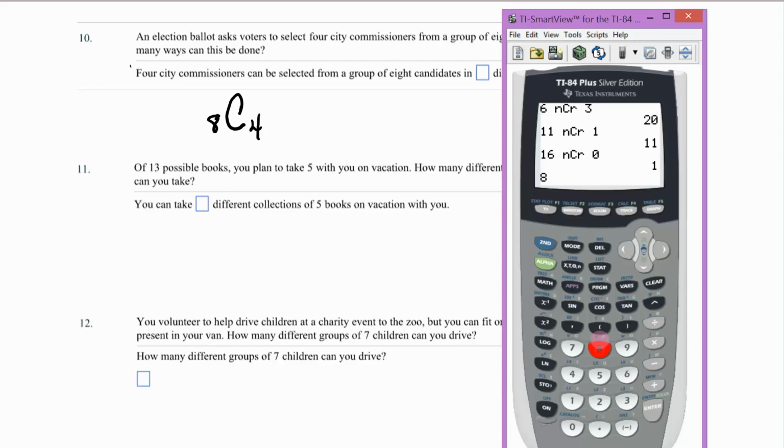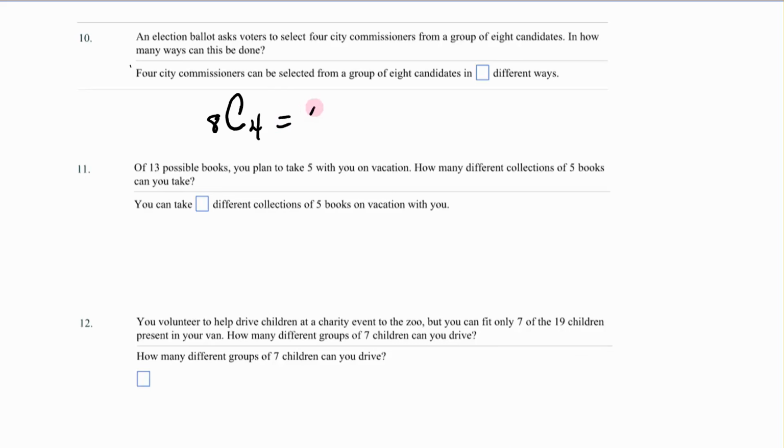So it is 8, math, probability, number 3, taking these 8, 4 at a time. There are 70 different slates of commissioners.